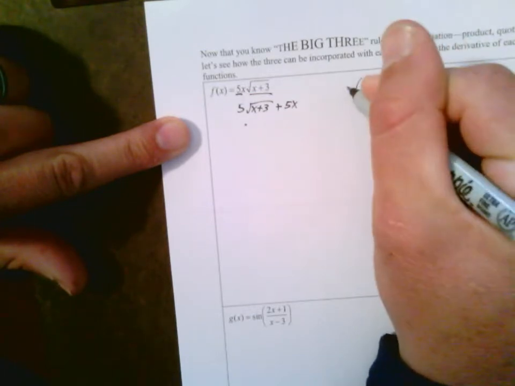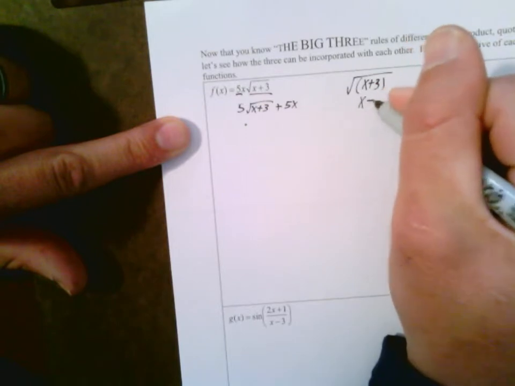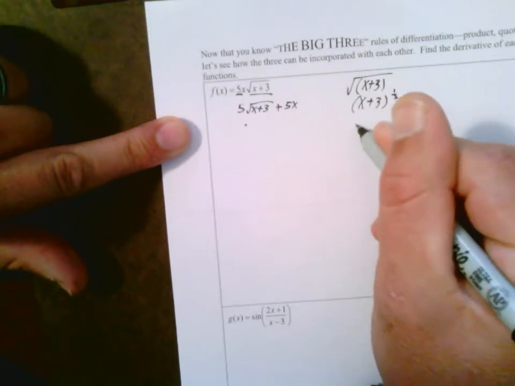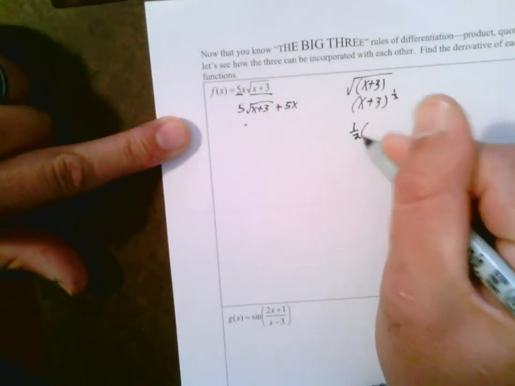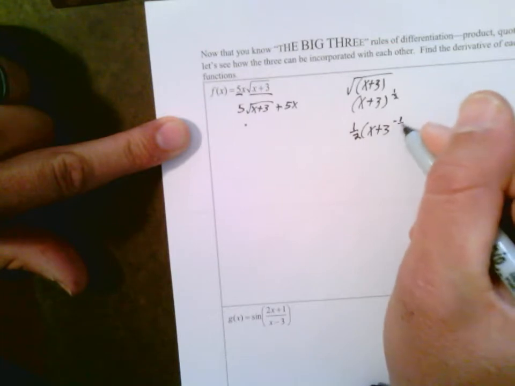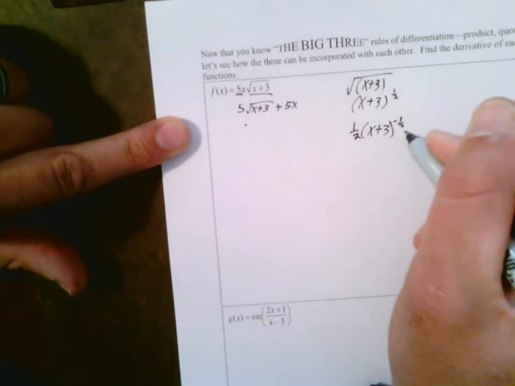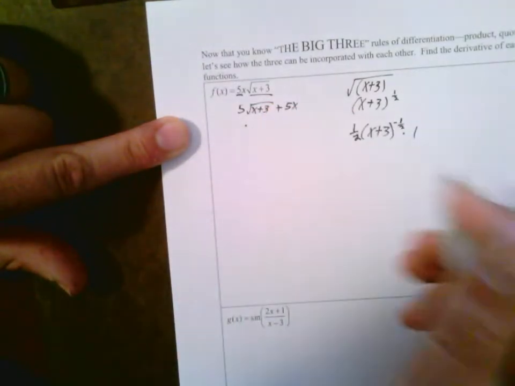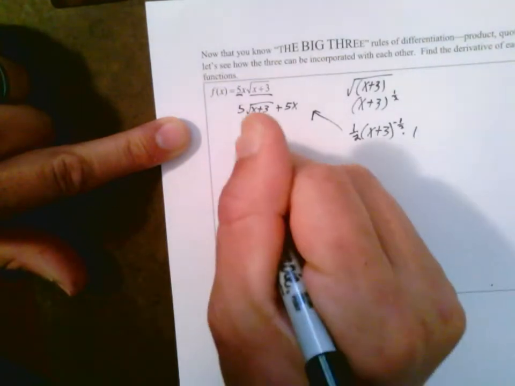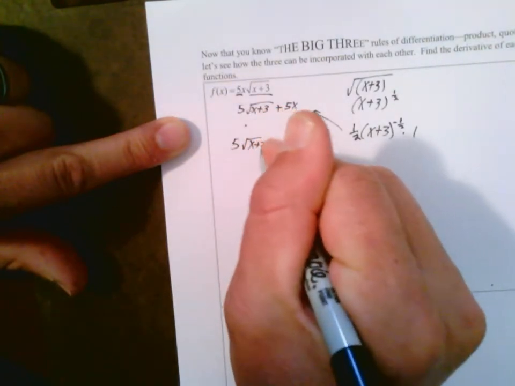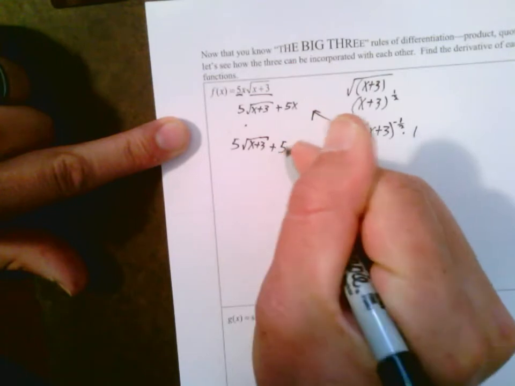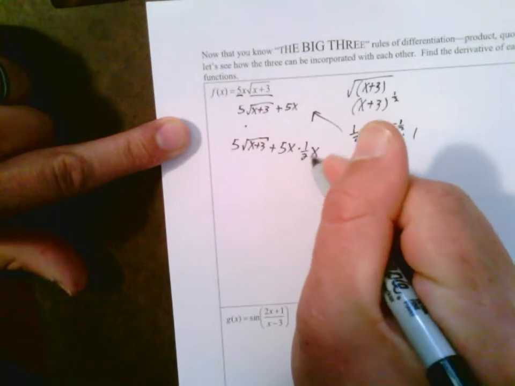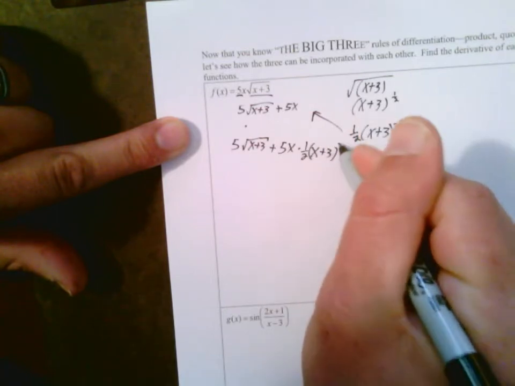Or square root of x plus 3, remember this is x plus 3 to the 1/2. So I'll bring my 1/2 out front. 1/2 x plus 3 to the negative 1/2. And then times the inside, which of course this time is 1, so that makes things nice. So I just place that in there. So I've got 5 square root of x plus 3 plus 5x times 1/2 x plus 3 to the negative 1/2.